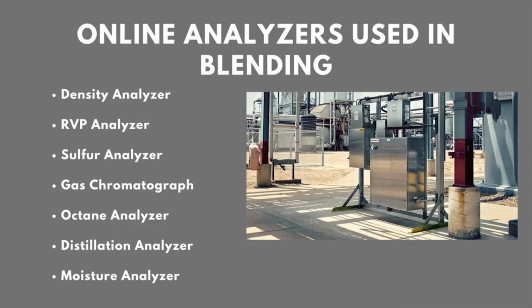Because of these reasons, to avoid surprises, a lot of online analysis is put in use in the refinery. These online analyzers measure different kinds of parameters, and the different kinds of analyzers used in blending are density analyzer, RVP analyzer, sulfur analyzer, gas chromatograph, octane analyzer, distillation analyzer, or moisture analyzer. So you get instant readings in real time, so that last minute surprises are avoided.